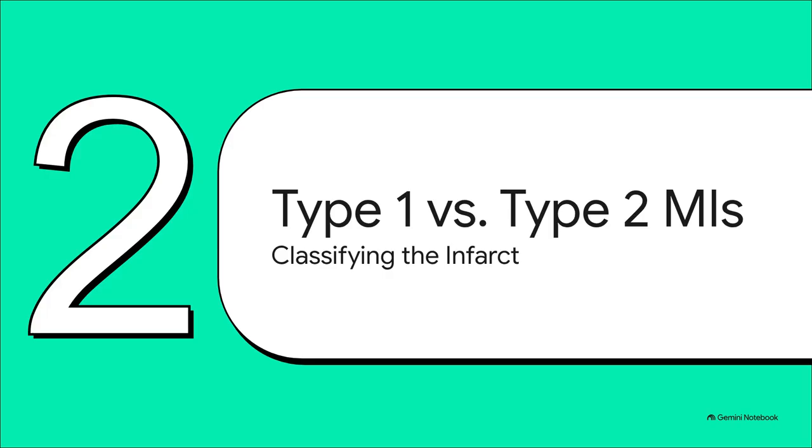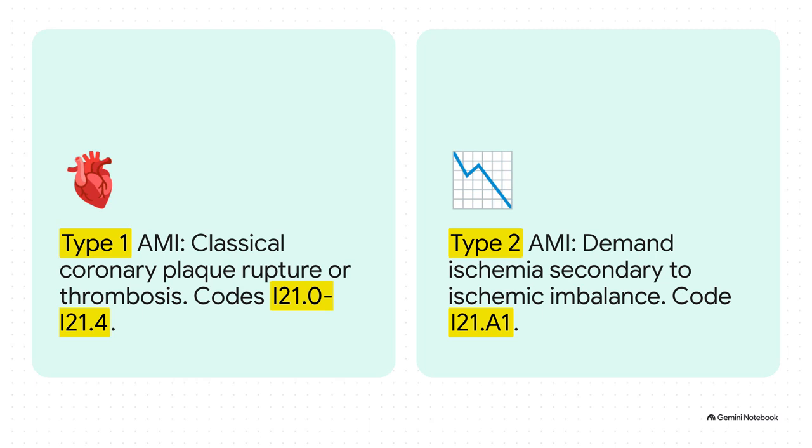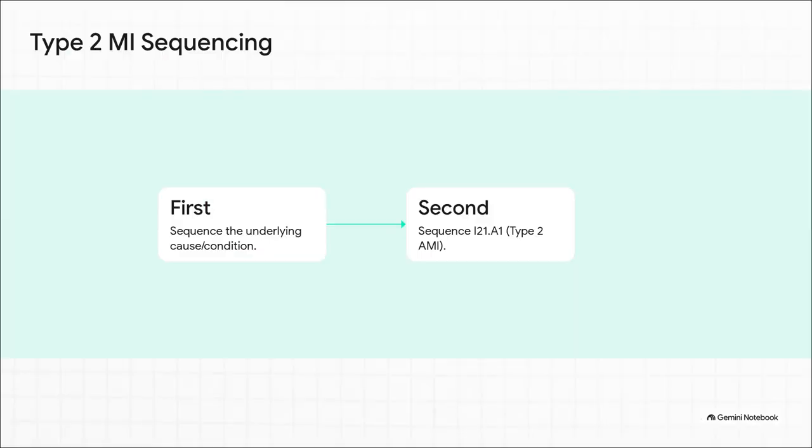Moving on to Section 2, Type 1 versus Type 2 MIs and classifying the infarction. You absolutely have to know the difference between a Type 1 and a Type 2 MI. A Type 1 is your classic heart attack. Think physical blockages like plaque rupture or thrombosis. But a Type 2? Completely different beast. This is all about demand ischemia. It's a supply and demand oxygen mismatch, usually triggered by something severe like massive blood loss, anemia, shock, or extreme hypotension. Because a Type 2 MI is essentially a secondary effect, your sequencing has to reflect that clinical reality.